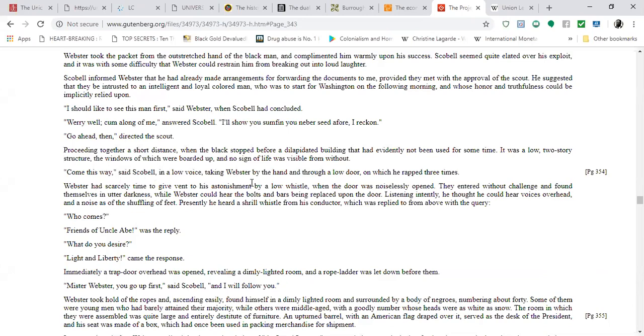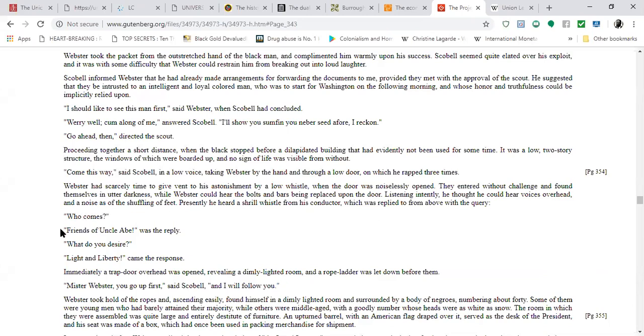Come this way, Scoble said in a low voice, taking Webster by the hand through a low door, which he rapped on three times. Webster scarcely took the time to vent his astonishment by a low whistle when the door noiselessly opened. They entered without challenge and found themselves in utter darkness, while Webster could hear bolts and bars being replaced upon the door. Listening intently, he thought he could hear voices overhead and the noise of shuffling feet. Presently, he heard a whistle from the conductor, which was answered from above.